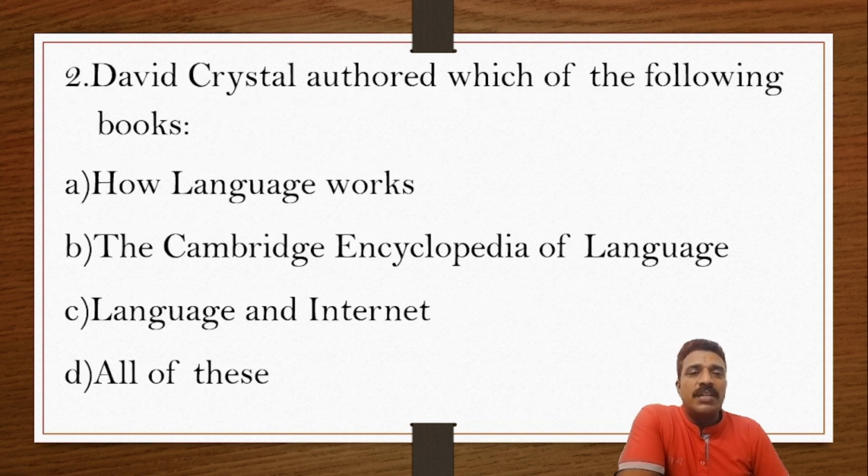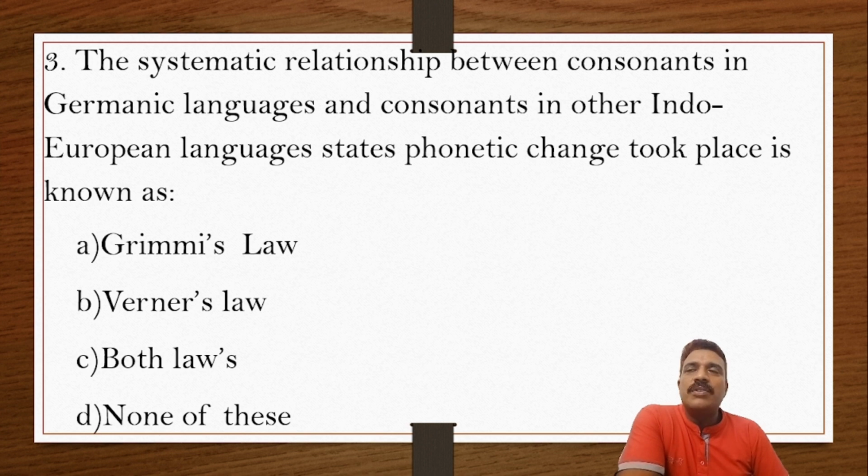David Crystal authored which of the following books? Option A, How Language Works. Option B, The Cambridge Encyclopedia of Language. Option C, Language and Internet. All of these. The right answer is all of these. Three books were authored by David Crystal. Their names are How Language Works, The Cambridge Encyclopedia of Language. It is written in 2018. Language and Internet. Okay. Going to the third question.